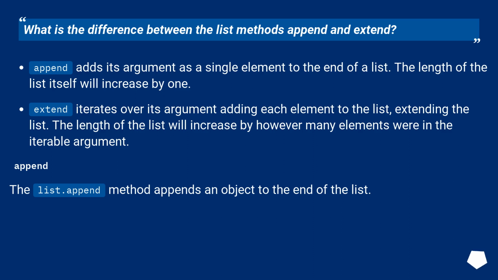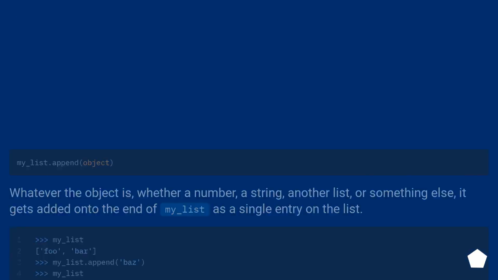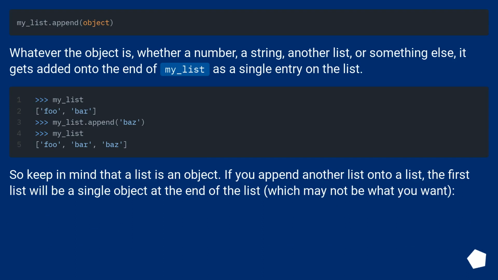Append. The list.append method appends an object to the end of the list. Whatever the object is, whether a number, a string, another list, or something else, it gets added onto the end of my_list as a single entry on the list. So keep in mind that a list is an object. If you append another list onto a list, the first list will be a single object at the end of the list, which may not be what you want.